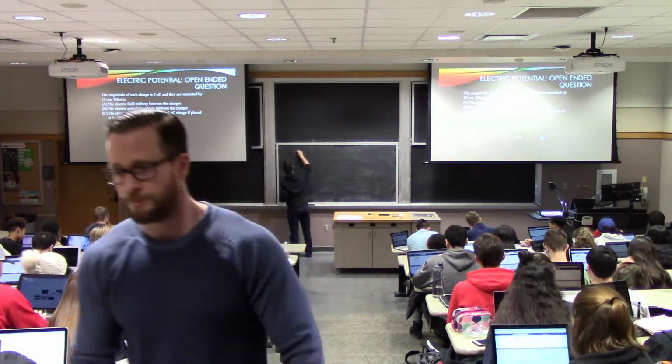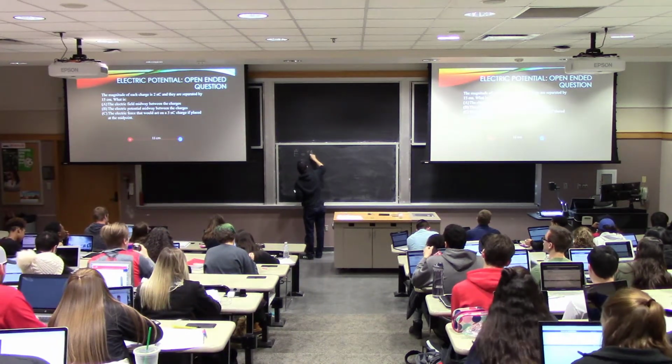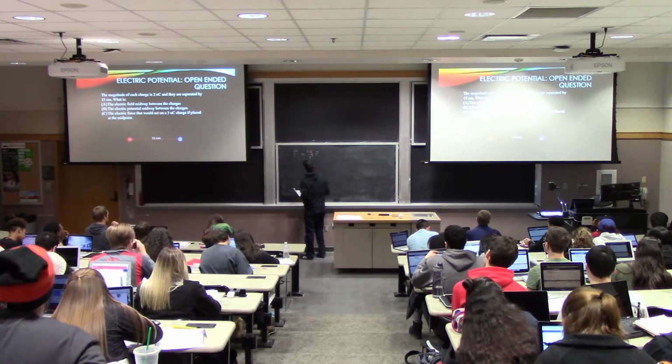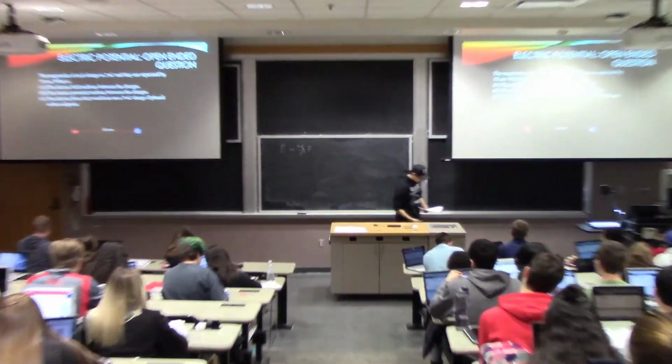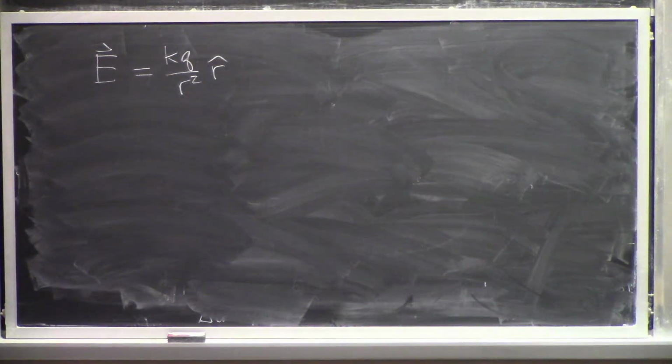So for point charges, we had this equation, E is equal to K Q over R squared times R hat, right? And we can look at this system of charges and notice something kind of interesting. If we're finding what the electric field is at the midpoint, the distance from this charge to the midpoint and the distance from this charge to the midpoint is the same. And these also have the same magnitude of charge.